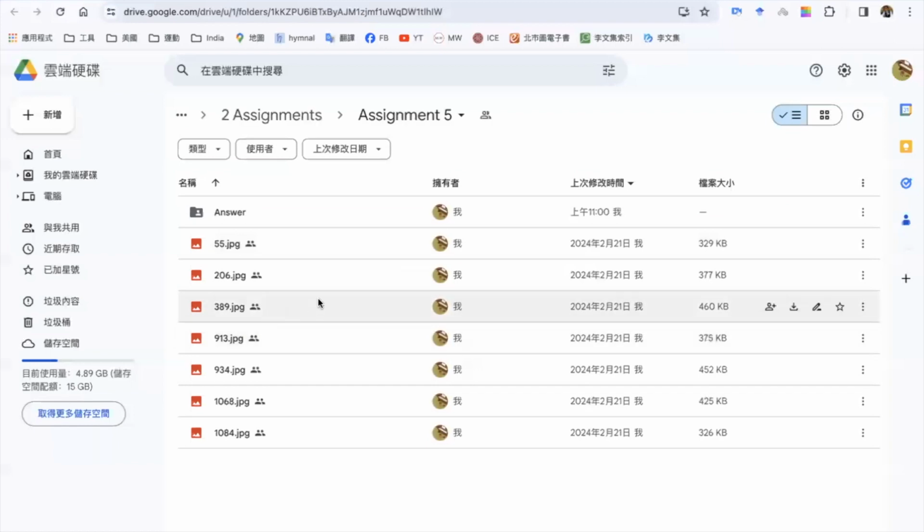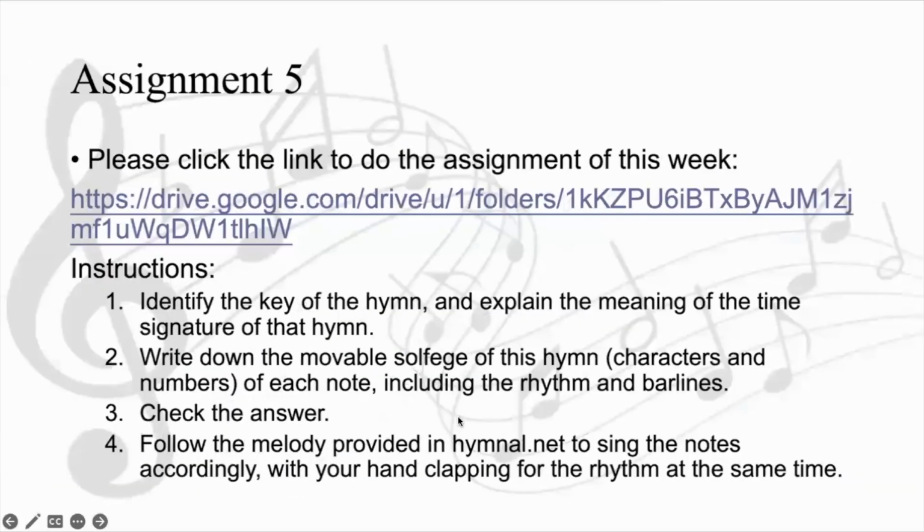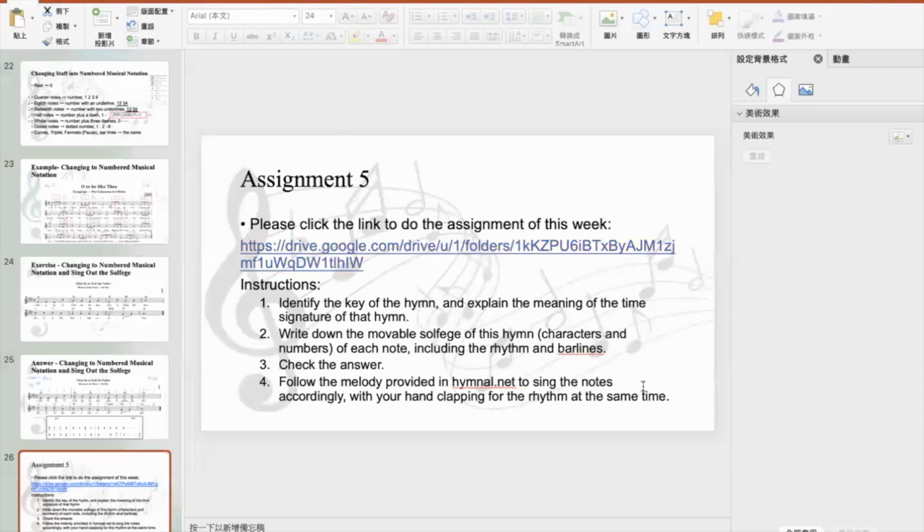Here we have 7 hymns, and later you can go check. Then try to identify the key, explain the meaning of the time signature, and also write down the movable solfege. Okay, and check the answer. Amen. So that's all for today, and all for our basic music class.